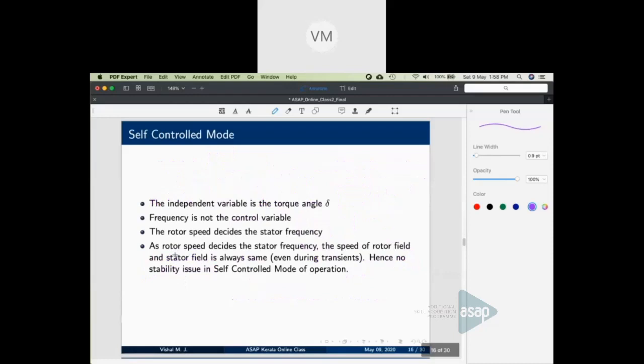Now, do not read all this; you will not understand. Now, listen to me. In self-controlled mode, what we do is that we sense the rotor speed. Once we sense the rotor speed, get the frequency, that is the frequency corresponding to the rotor speed. Use it as stator frequency, which means now the stator or the RMF follows the rotor speed. Now I will explain it with some numbers so that it will be clear to you.